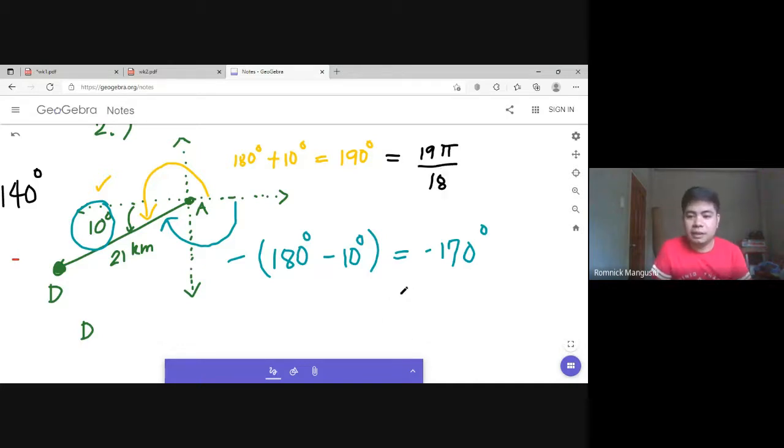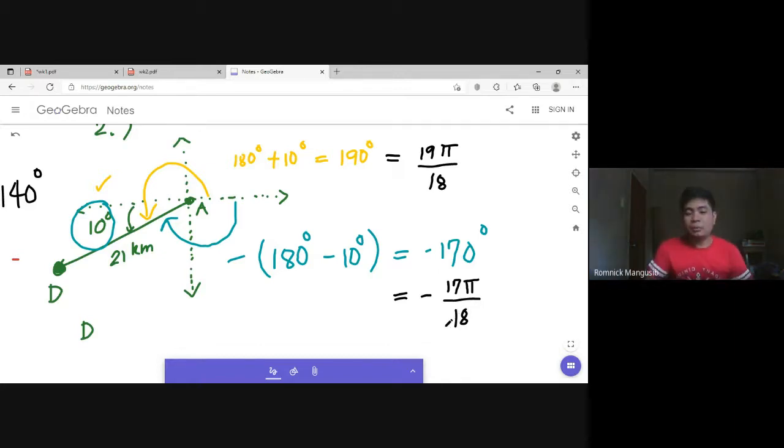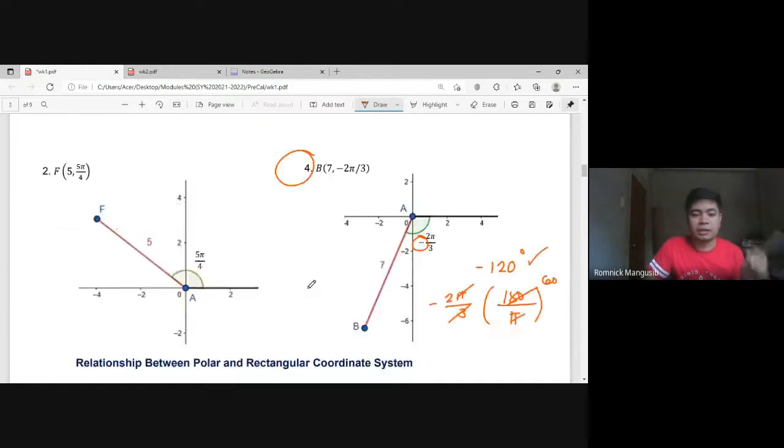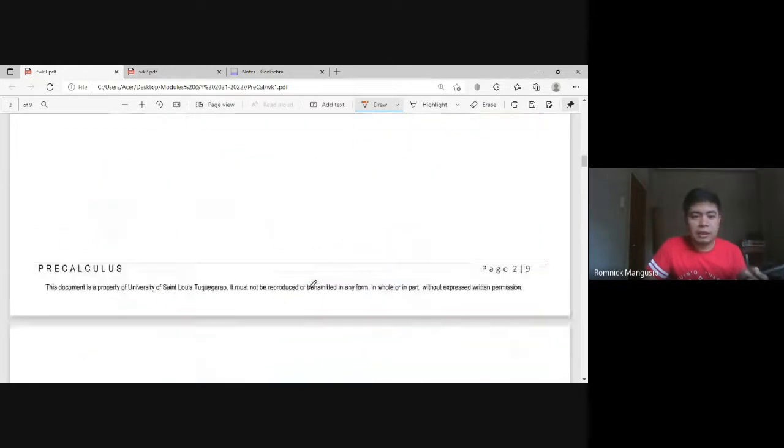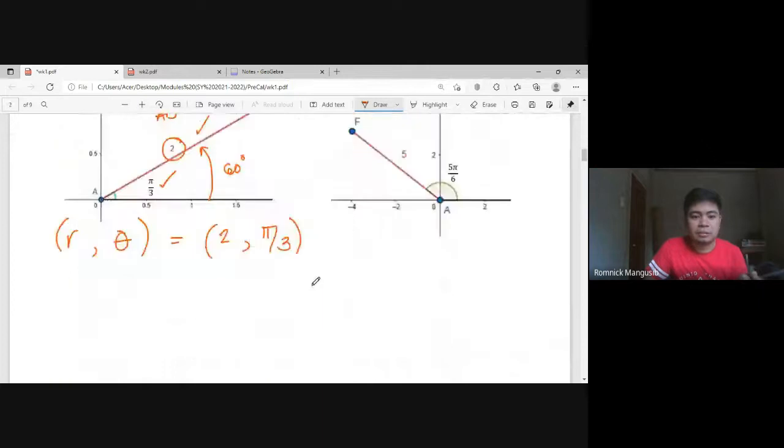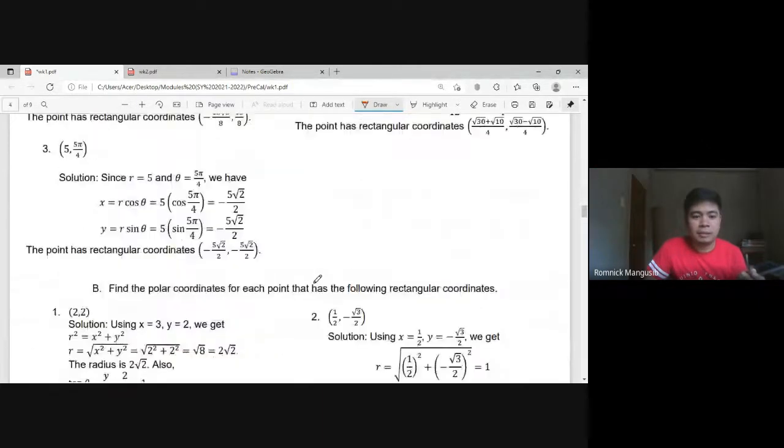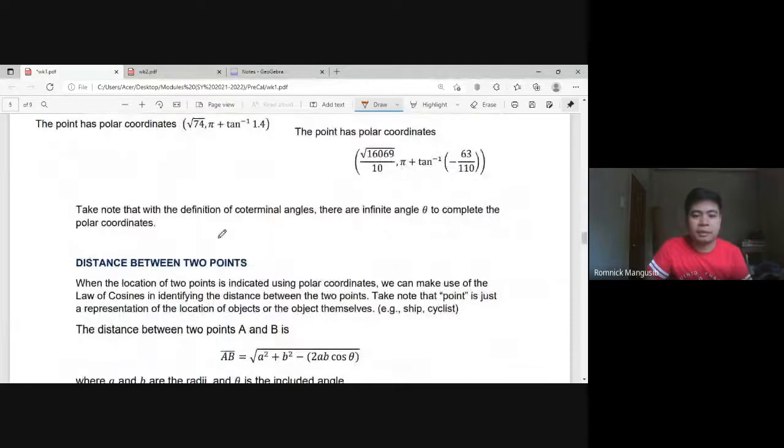Okay? Ito naman si 170 degrees. Lowest term, 170 divided by 180. It is negative 17 over 18, indicating the negative sign for clockwise, we have negative 17 pi over 18. Therefore, since you have two possibilities, tingnan nyo, may nilagay ako dito na napakaraming rotations na pwedeng mangyari. Dahil napakarami ang rotations na pwedeng mangyari, there are infinite angles.